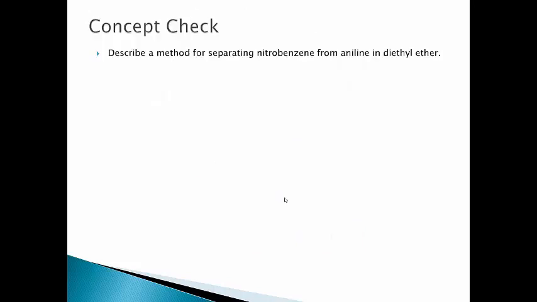Okay, so how would it work if you wanted to design a method for separating nitrobenzene from aniline, and diethyl ether was the organic solvent that you used? So let's have a look at the two. We've got diethyl ether, and we've got our nitrobenzene and our aniline.